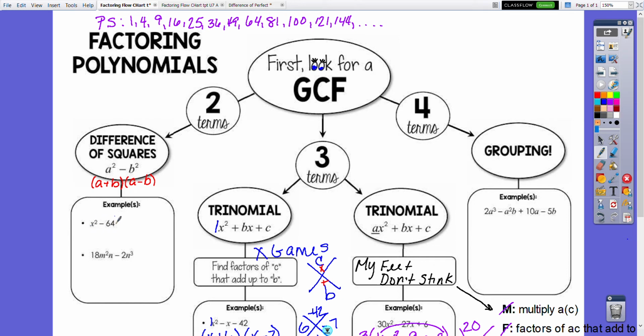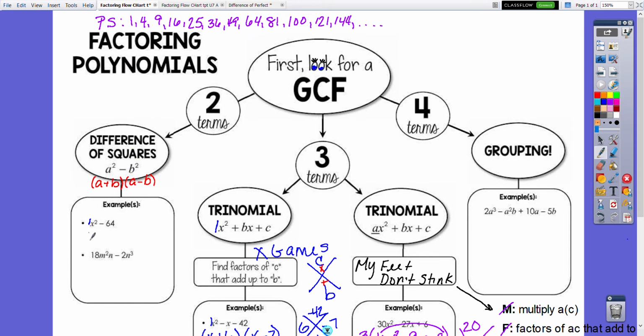So here's my first example, x squared minus 64. Well, do I have a difference? So is there a subtraction sign? Yes, of squares. Well, don't forget my number here. I have this invisible 1 that's there, so I have 1x squared minus 64. Is 1 a perfect square? It's on this list. It is. Is x squared a perfect square? Yes, because my exponent is even. Remember, any even exponent is a perfect square. And is 64 a perfect square?